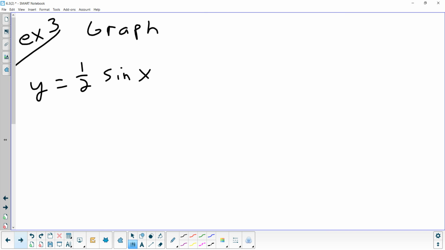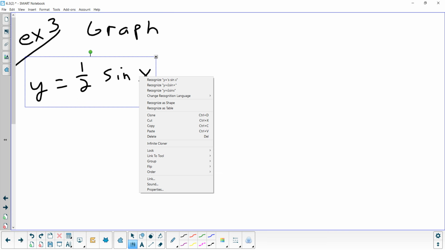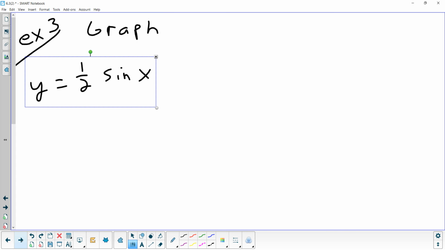Multiplying by half. Yep, we're multiplying. Where are we doing it? In front of the sign, not inside by the argument. We're multiplying in front. Multiplying in front means it'll be a vertical stretch.